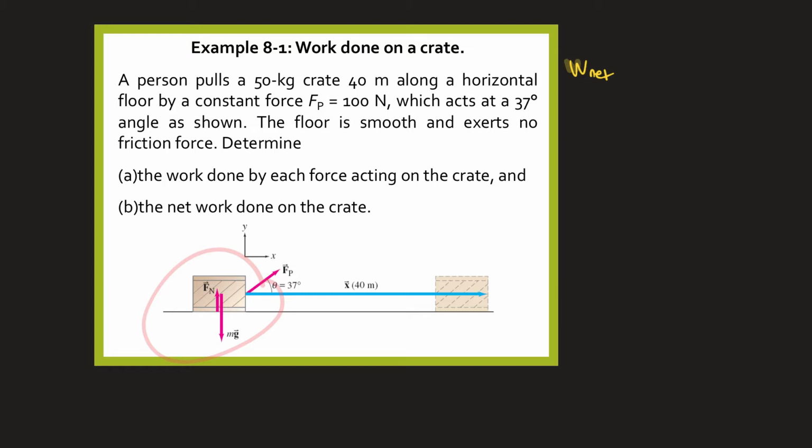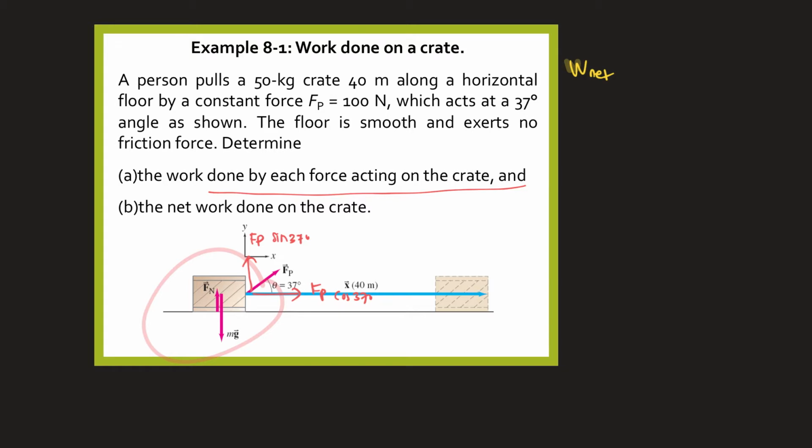Like the first question, the question states the work done by each force acting on the crane. You are going to have a push force here with some angle, so definitely you need to resolve it into components, which are going to be FP sine 37 and FP cos 37. Then you have the normal force, which comes from the floor, and the gravitational force, which acts on the object.